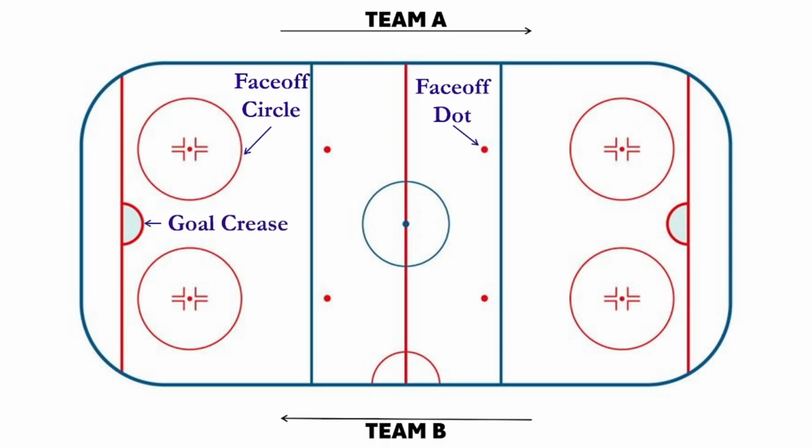Next up is the goal crease. There's 1 on each side of the ice in front of each net. They're typically painted blue, and this is the goalie's area for each team. Goalies can play outside the crease, but you'll mostly find them in this area defending their own net.